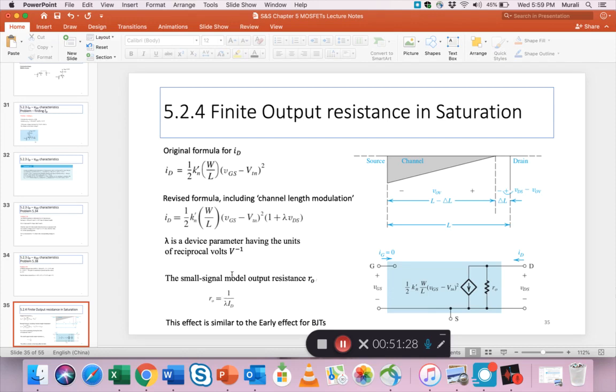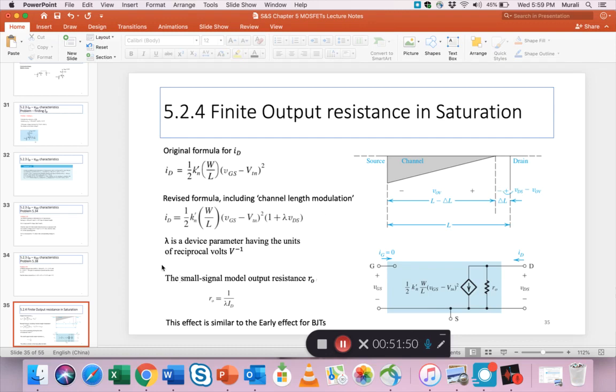And a small signal output resistance. We haven't done small signal models yet, so hold off. But we have seen a large signal model, right? So the small signal resistance comes out in parallel with this regular model. So you have to introduce a new resistor to account for this effect.